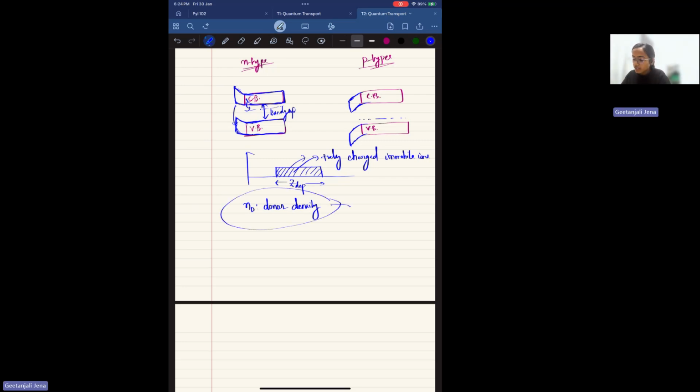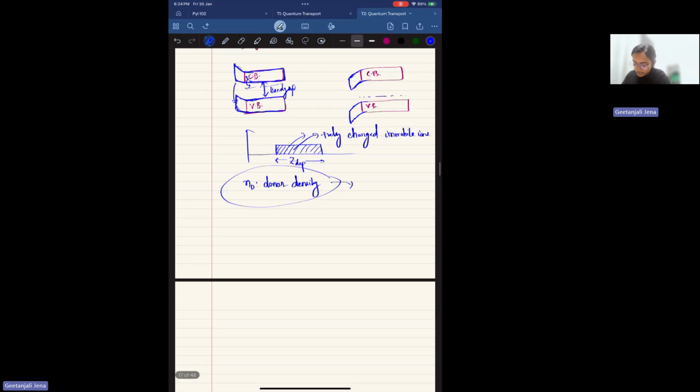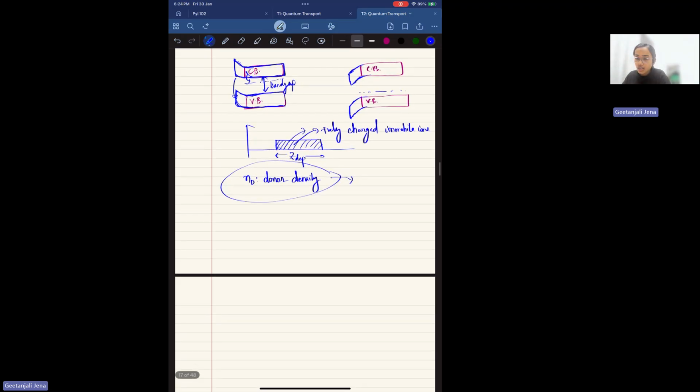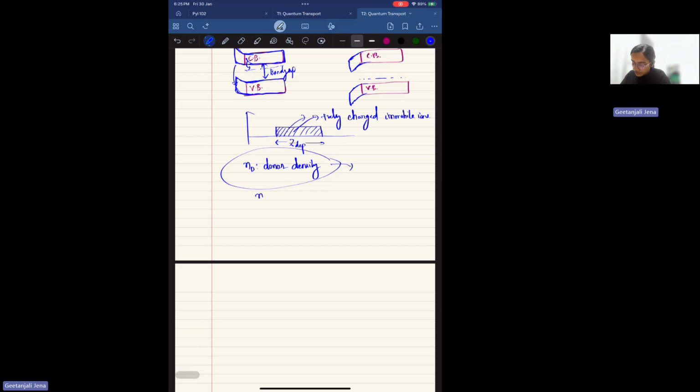So donor density, we know for a particular type of semiconductor, we have a range of donor density. Like for N type or P type, it ranges from 10 to the 16 to 10 to the 18 per centimeter cube. So from the donor density, we can calculate the surface electron density, if we take there is a complete ionization of the donors when we combine two different types of material. So surface charge density, if we represent it in terms of Ns, is nothing but Nd multiplied by the length of this depletion region.